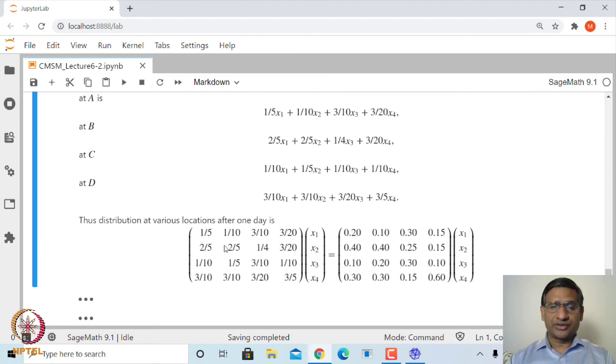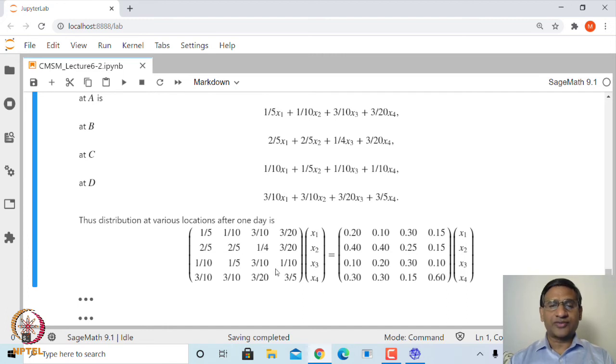So, suppose I call this matrix A times the column vector x1, x2, x3, the number of cycles that come back at A. Now, suppose I call these x1 dash, x2 dash, x3 dash, x4 dash, that is after one day. Then the next day will be A times x1 dash, x2 dash, x3 dash, x4 dash, which is nothing but A square times x1, x2, x3.